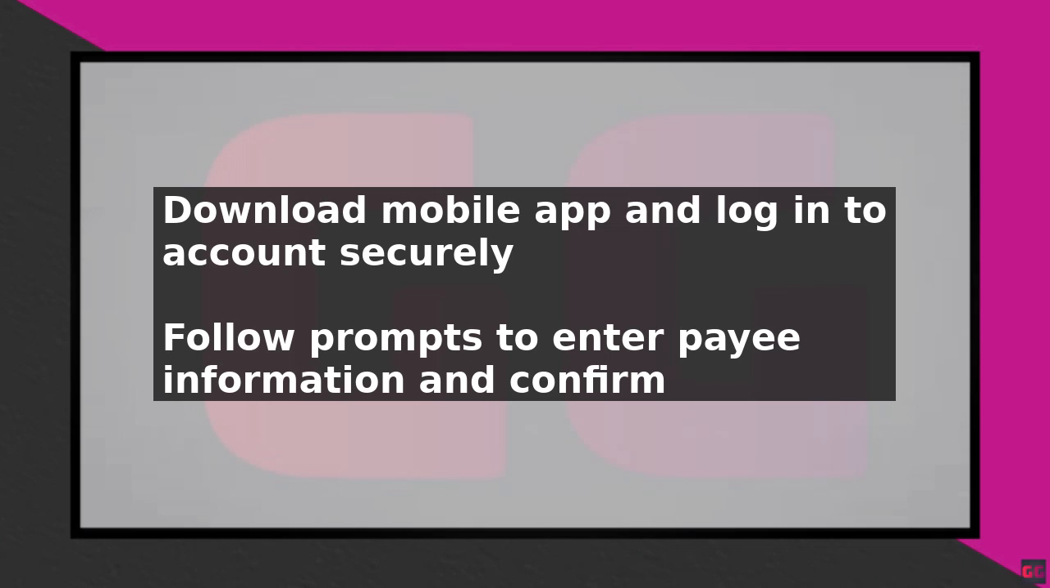To make a payment in person, visit a Fifth Third Bank branch during business hours. Bring your account information and payment details, and let the bank representative assist you with the transaction.